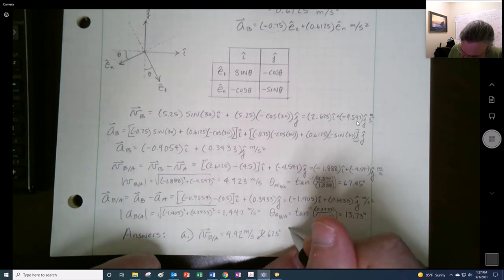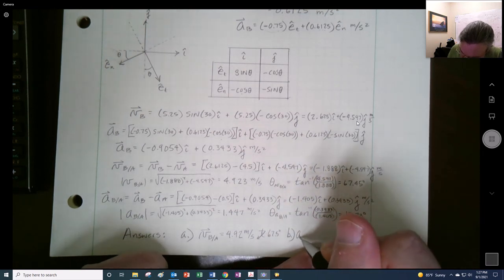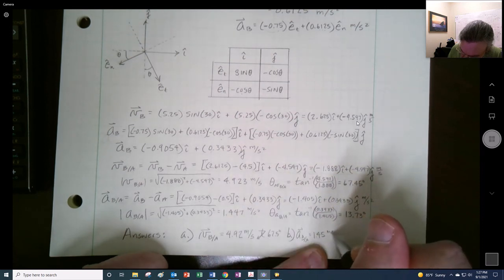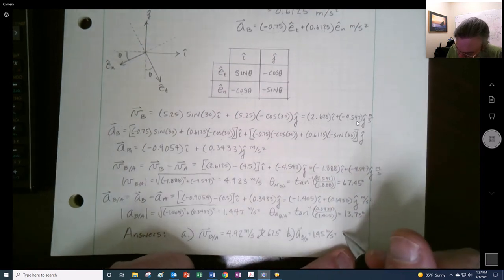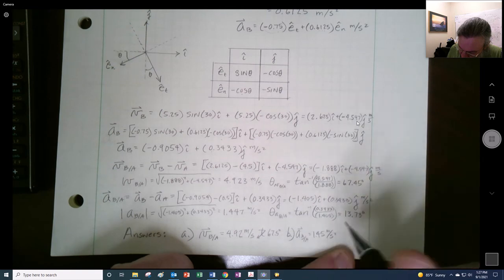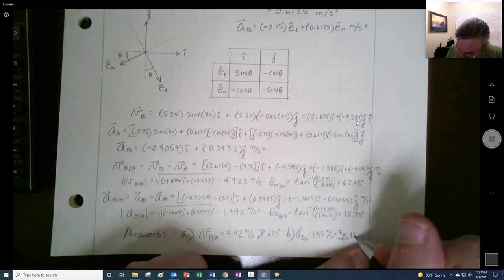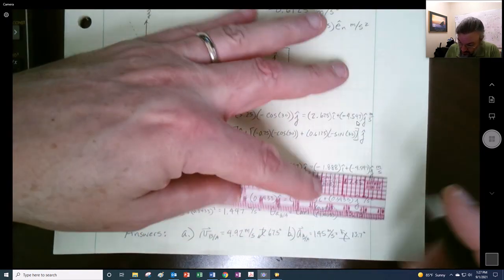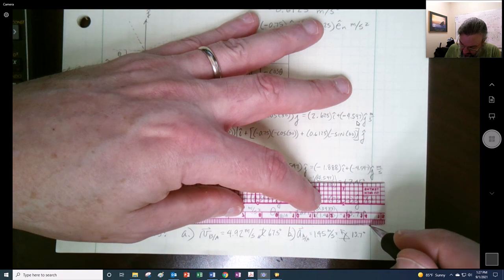67.5 degrees, and then the acceleration of B with respect to A is 1.45 meters per second squared. And what did I say that was going to be? It's in the negative x direction but positive y, so this quadrant right there, 13.7 degrees, and I got it to fit. Whew. And let me box this out.